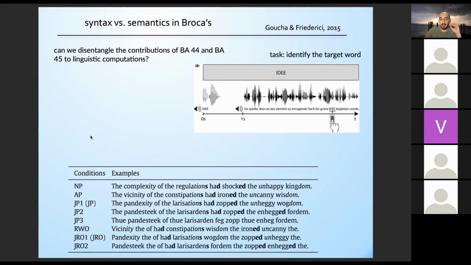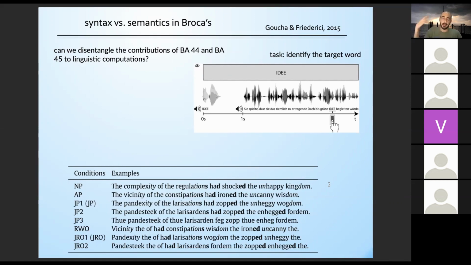Okay, and here are all the conditions they employed in this set of two experiments, and these are very interesting. So the first one is normal prose, right? Like the complexity of the regulation had shocked the unhappy kingdom, okay? It's kind of crazy, but it makes some sense.